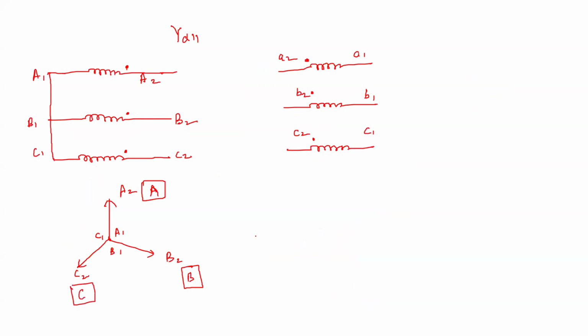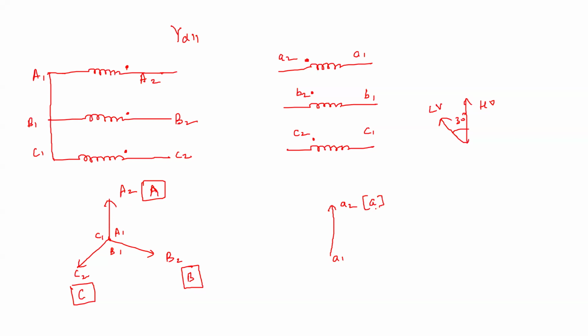Now I have to draw it in such a way that this is at YD11. 11 means if this is my HV side reference, so my LV side has to be here, and there has a 30-degree lead, okay. So it is like this. So you see one thing, first of all I will draw the A2 A1. So here also this A2 A1 has to be in phase like this, right? So this is the situation, and this is the location of my A phaser.